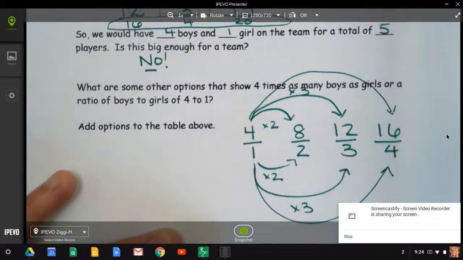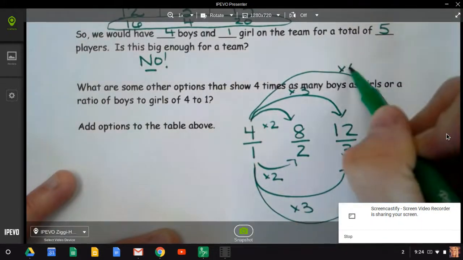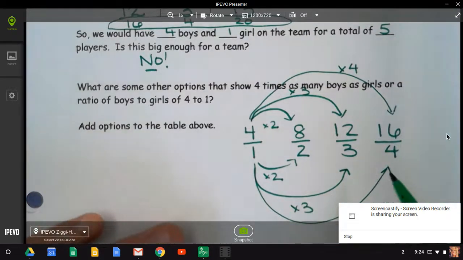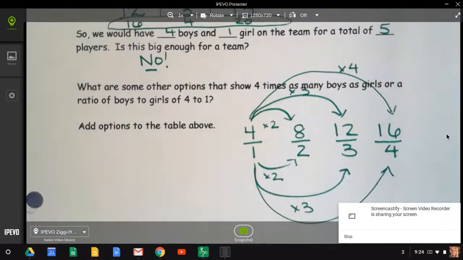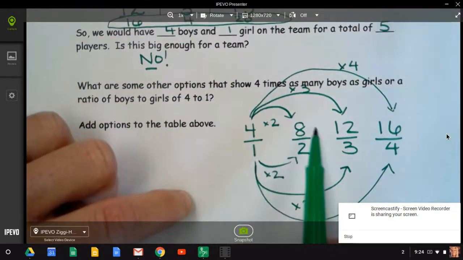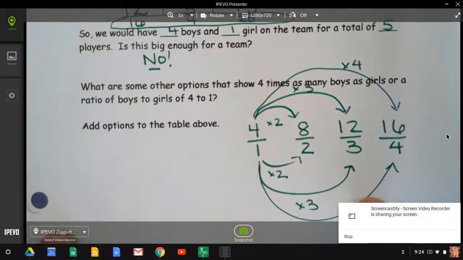The same goes for this. There's a relationship here. 4 to 16 is times 4. 1 to 4 is times 4. So these are all equal. Okay, and that is the good thing about ratios. But we have to know that when we have a ratio and we're trying to build another equivalent one, we have to be multiplying by the same number on the top and bottom of our ratio. All right, turning to the back.